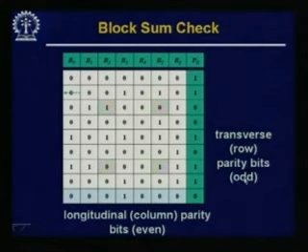By the way, if there are more than one error, then you may get into some kind of trouble, because you will not know which bit is in error. If there are 2 rows and 2 columns which show parity error, then you will not know which row and which column will match together to give that particular bit which has been corrupted.